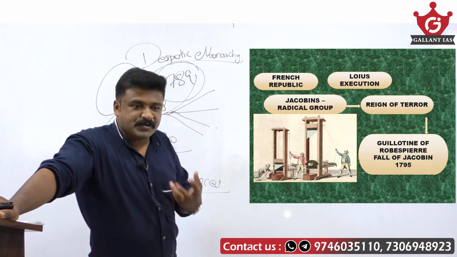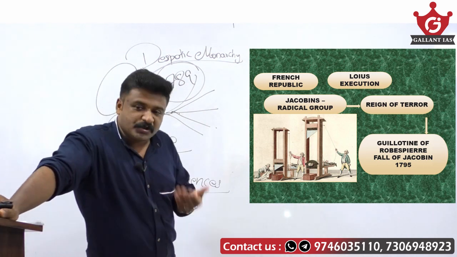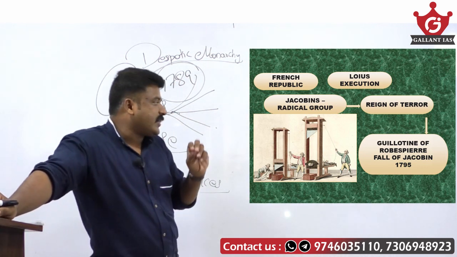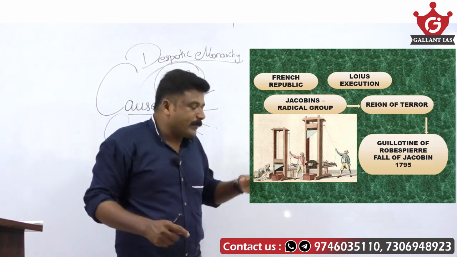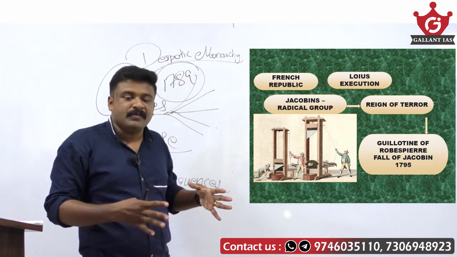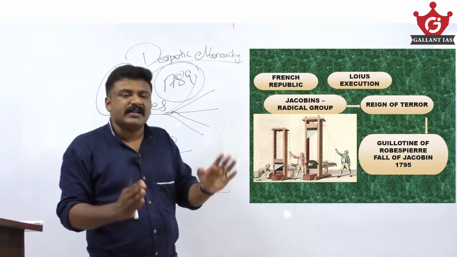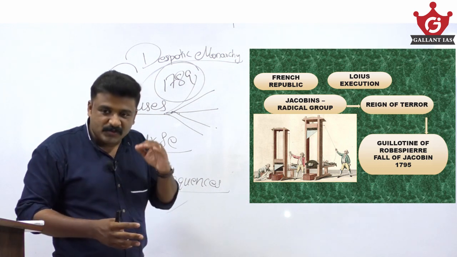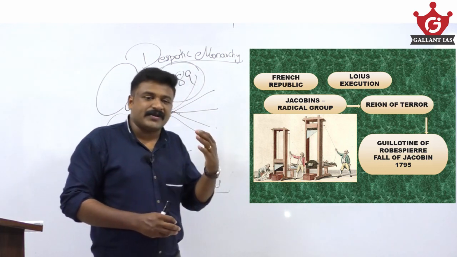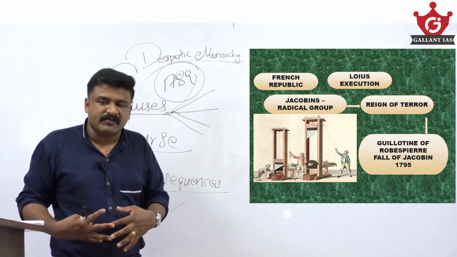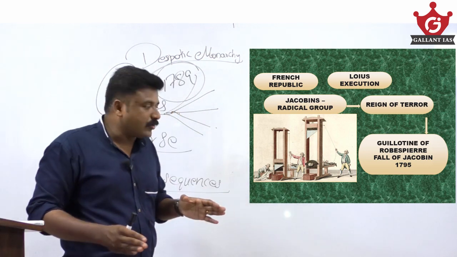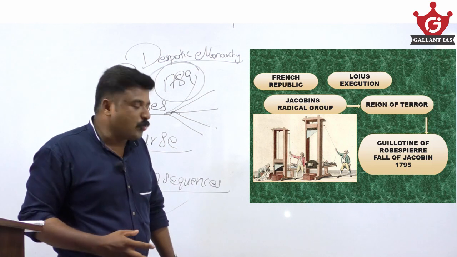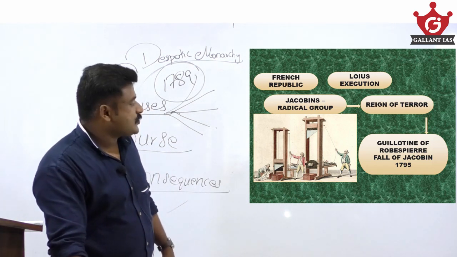Out of the political clubs, one club became popular, that was the Jacobin club. Power shifted to the Jacobin club. It was the Reign of Terror. Whoever was against the revolution was executed. The guillotine of Robespierre. Robespierre was the popular ruler of this Jacobin club, and he focused on massive killing of anti-revolutionaries. The guillotine was the method of killing people who were against the revolution. So all these nobles, aristocrats, or royal families, whoever was against the revolution, were targeted and killed. Finally Robespierre also faced the same guillotine, and his death was the fall of the Jacobin era, 1795.